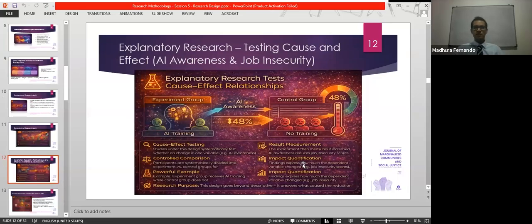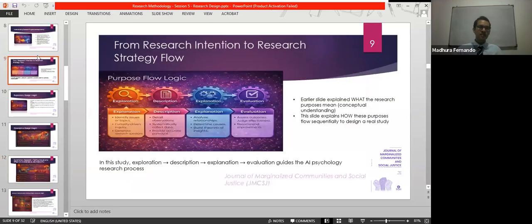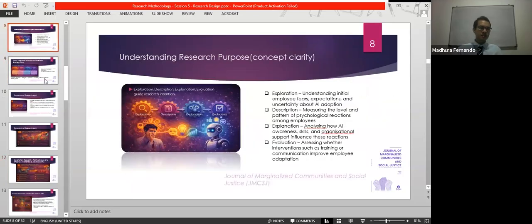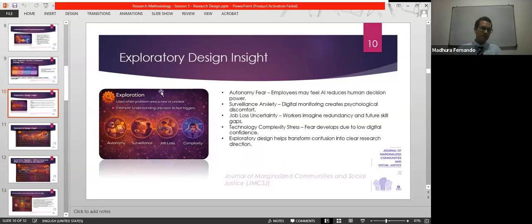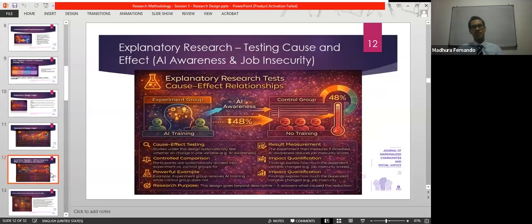Then comes the next one: explanatory research, testing cause and effect. Now we come to the next level, right? Now you have developed the descriptive level. Now you are going to upgrade it to the explanatory level, not exploratory. These are two different words, right? Exploratory is one word, explanatory is another word.